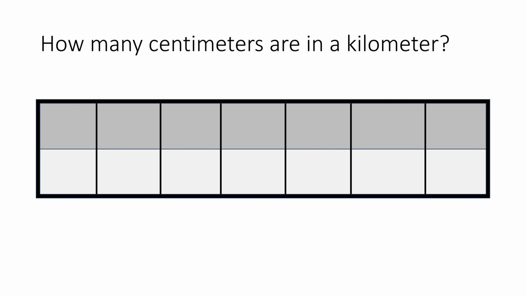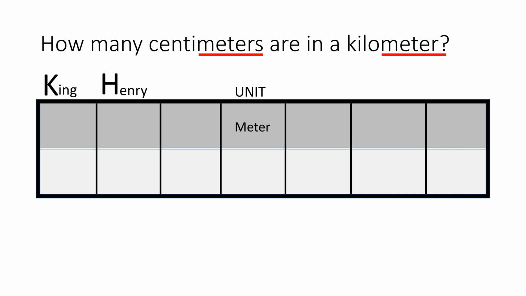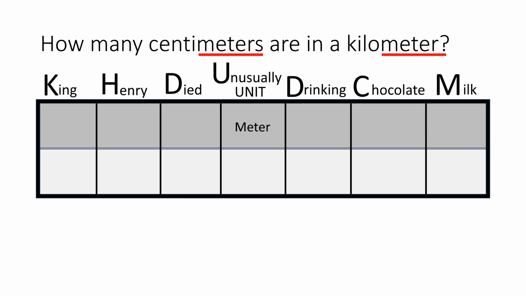Your textbook will probably have a chart that looks like this, total of 7 boxes, and the center one will be the unit. Notice centimeters and kilometers do have the word meter in it. We are going to write meter for the unit. Now, to fill in the other boxes, remember this sentence: King Henry died unusually drinking chocolate milk.